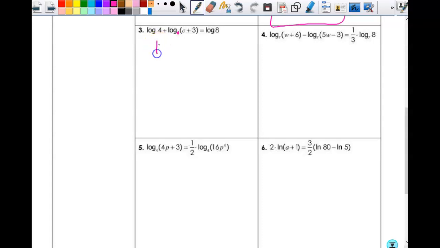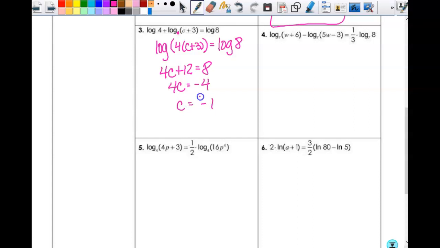It turns into one log that I do what with? Multiply. So it's log of 4 times c plus 3 equals the log of 8. Now I have a single log on each side that has the same base. I can use the one-to-one property, and I'm going to go ahead and distribute as I do this. This gives me 4c plus 12 equals 8. So 4c equals negative 4. c equals negative 1. And they're all in set notation because they're all sets of answers for graphs.